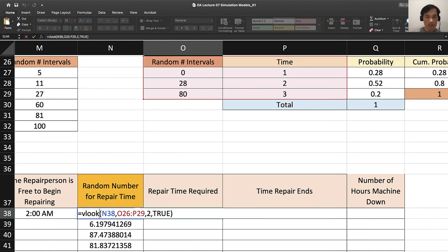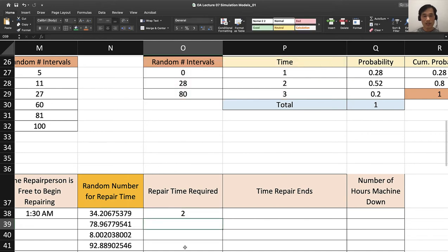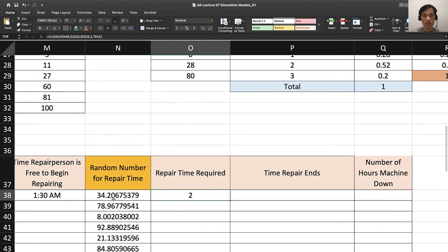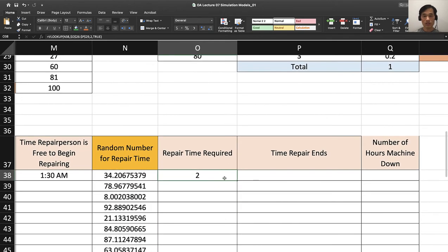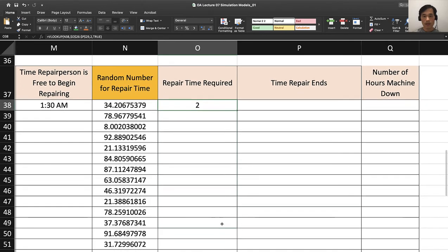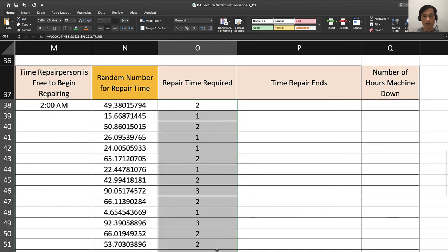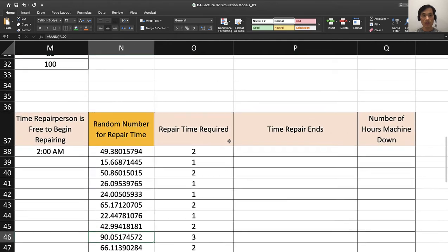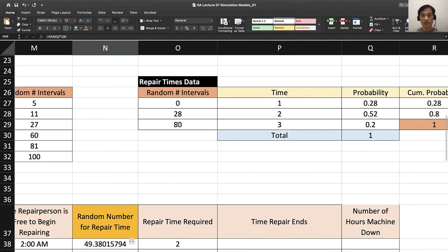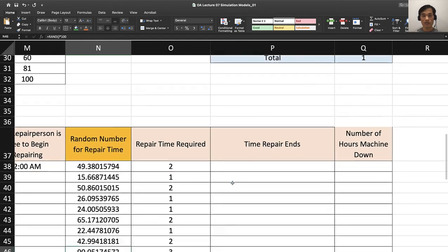VLOOKUP. So I did not write up there. VLOOKUP, and you want to fix the table location, so add dollar signs, and then you have that. So 34 is in between 20 and 80, so 2 hours is a good one. And then we can copy the formula down, and we have that. So 90, sometimes we had 90, and it is above 80, so the time is 3 hours.